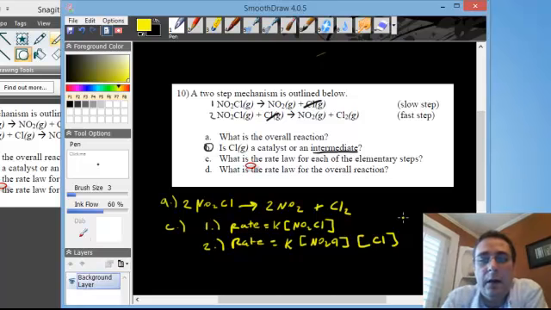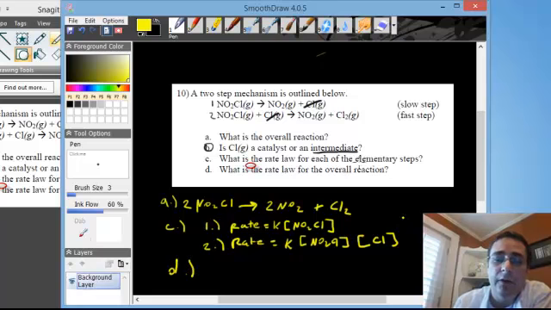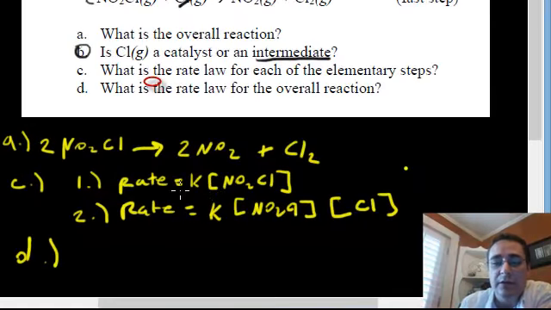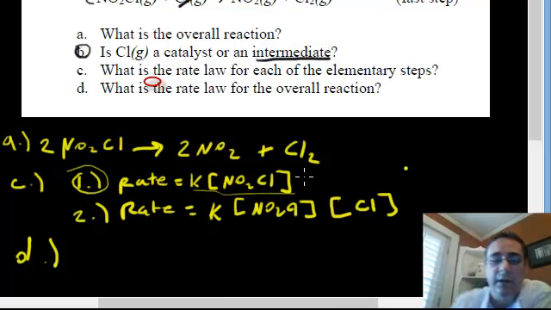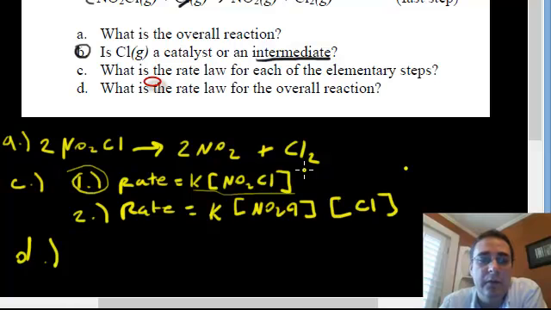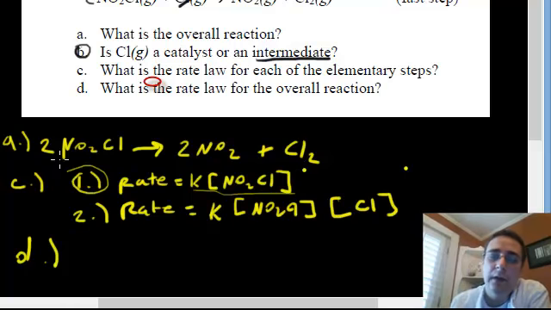All right. And part D says, what is the rate law for the overall reaction? And we said earlier that that's going to have to be the rate law for the slow step. So the slow step is indicated to us as step number 1. So our overall rate law is just going to be K times NO2Cl, and that's it. That will determine the rate for the overall equation.